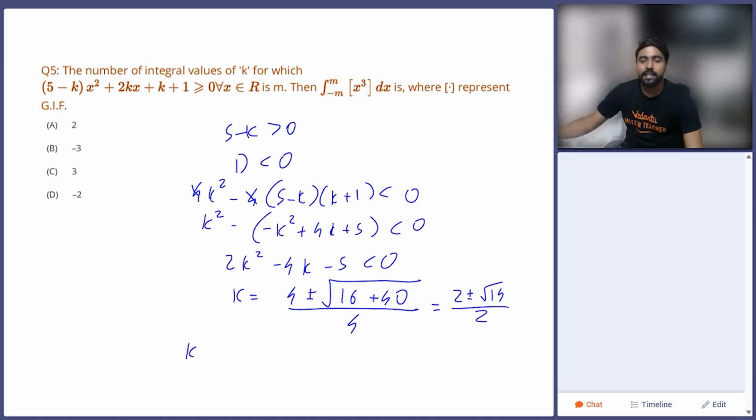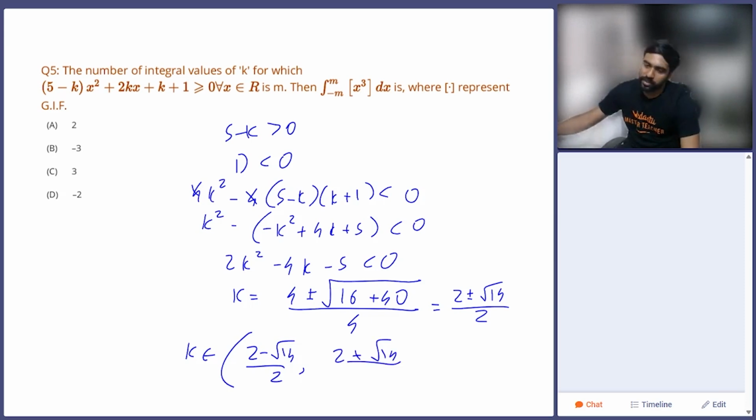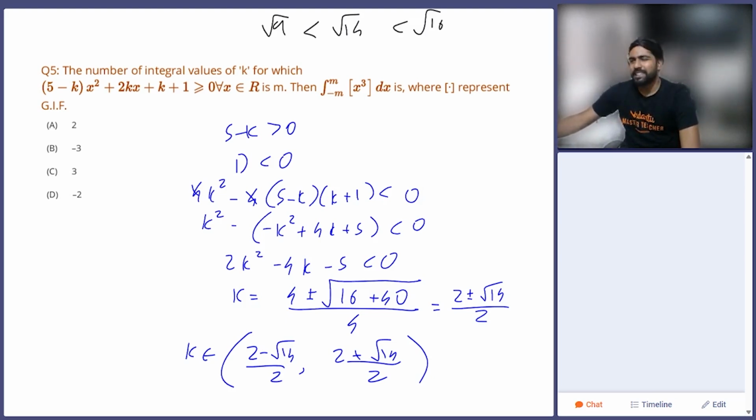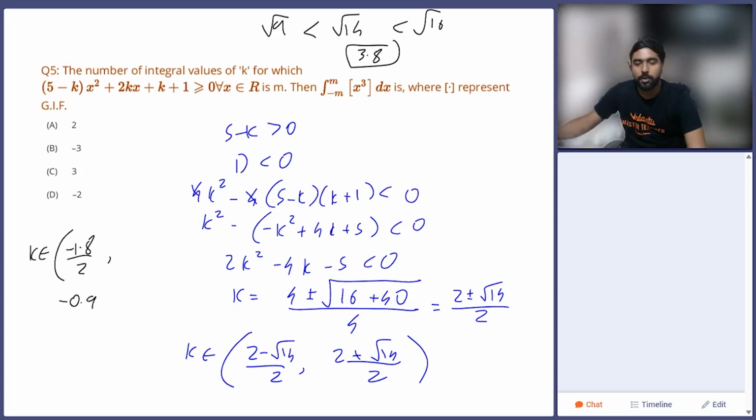So where does my k lie? My k has to lie between 2 minus root 14 by 2 and 2 plus root 14 by 2. Now the approximate value of root 14: it lies between root 9 and root 16. It is much closer to root 16 as compared to root 9. So I will say the value is something like 3.8. An approximate value is perfectly fine; we don't have to find the exact value. So k lies between 2 minus 3.8, that's minus 1.8 upon 2, that's minus 0.9, and 5.8 divided by 2, that's 2.9. So I have my k lying between minus 0.9 and 2.9.